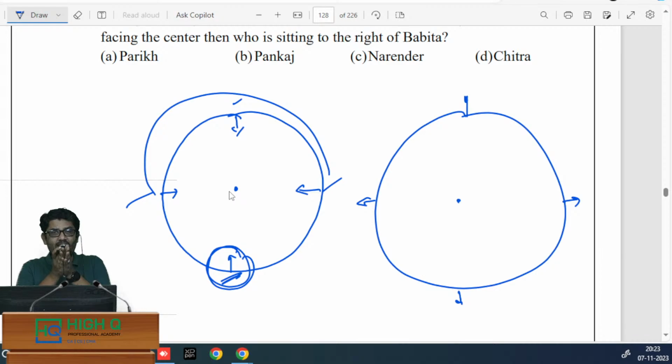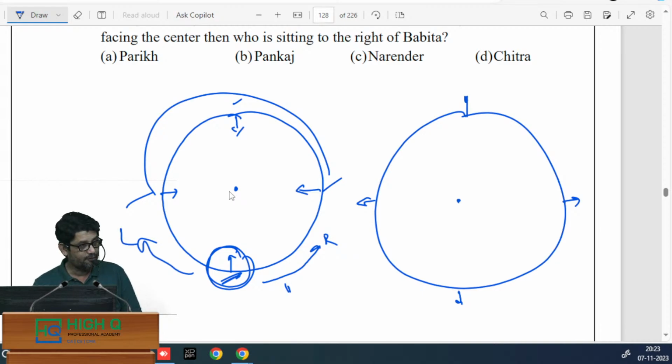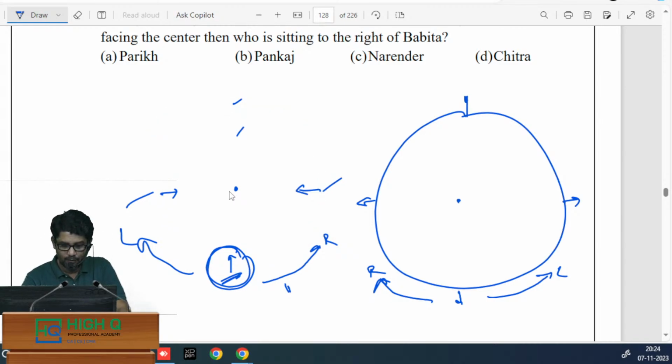When you are facing the center, this is your right side, this is your left side. When you are not facing the center, this is your left side, this is your right side. Am I right, my dear? I don't think in the examination we will expect a not-facing-the-center question. You please practice, but in the exam if it comes, try to avoid it. If you are very confident and time permits, then only you should attend.